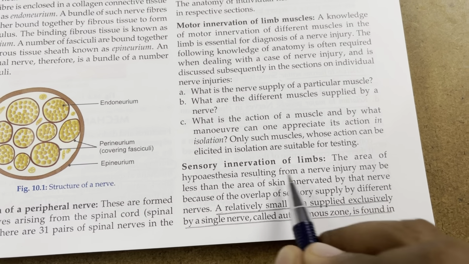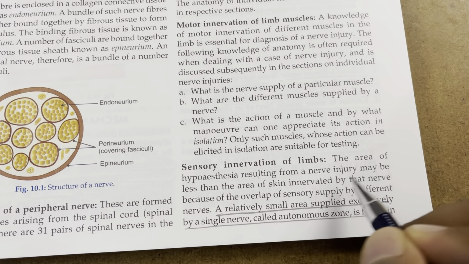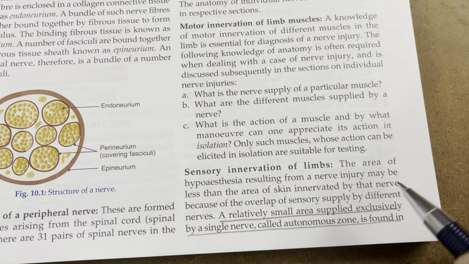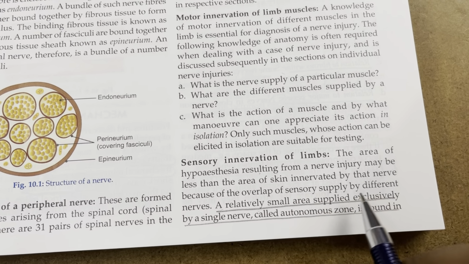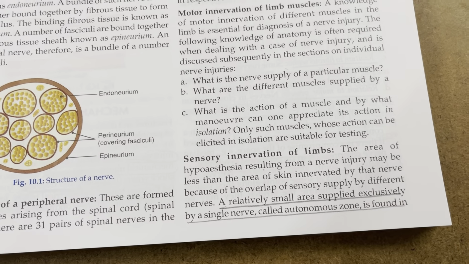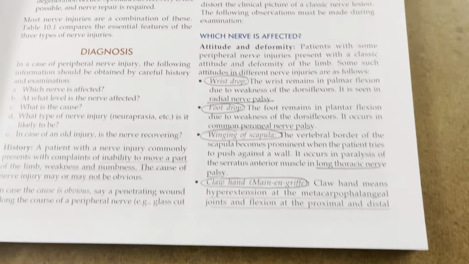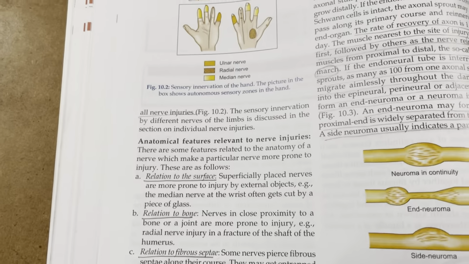Okay. Sensory innervation of the limbs. The area of hypoesthesia resulting from a nerve injury can be less than the area of skin innervated by that nerve because of sensory overlap. A relatively small area supplied exclusively by a single nerve is called an autonomous zone. Okay, so it is found in all nerve injuries.